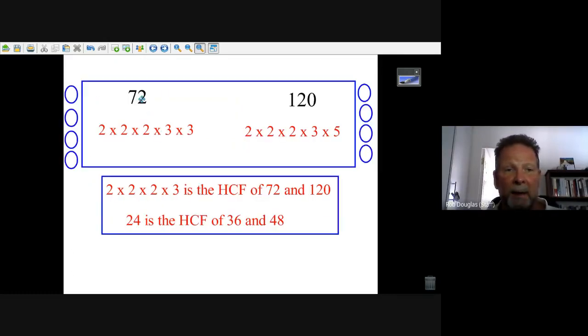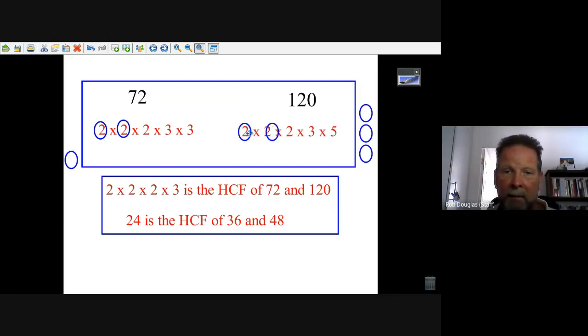We can do the same thing with 72 and 120. If we use the factor tree and we break this down, 8 times 9, it's 2 times 2 times 2 times 3 times 3. And 120 is 8 times 15, which is 2 times 2 times 2 times 3 times 5. And then we start saying, well, 2 is common to both. But hey, 4 would be common to both. 2 times 2, I'm just circling common factors here. Okay, 2 times 2 is in both.